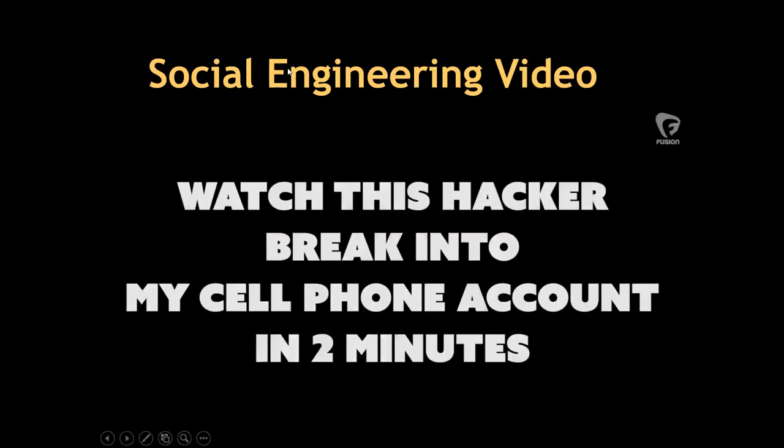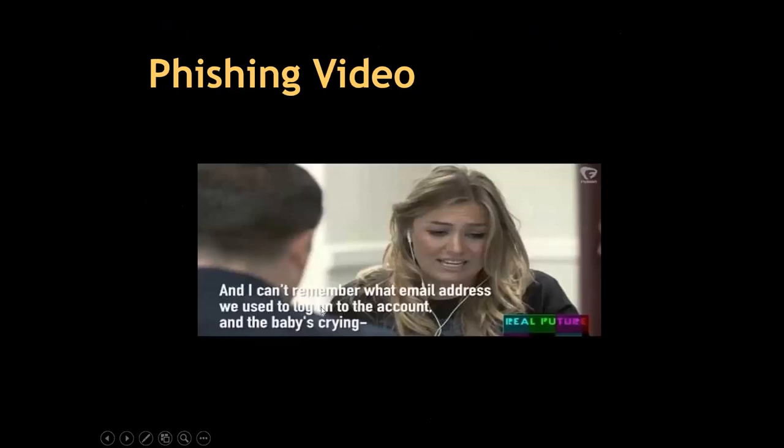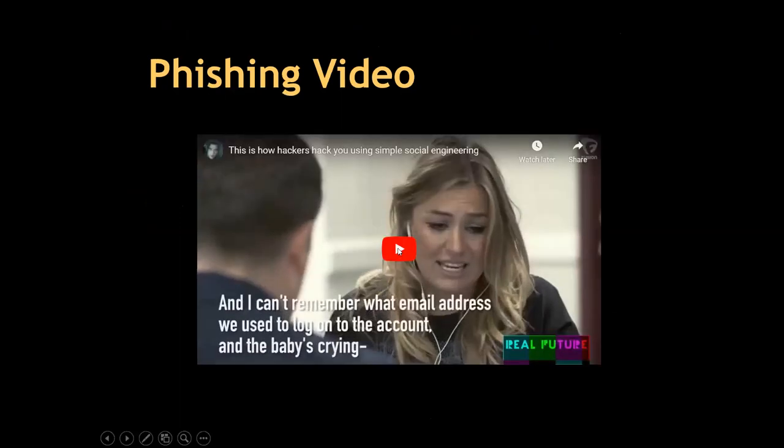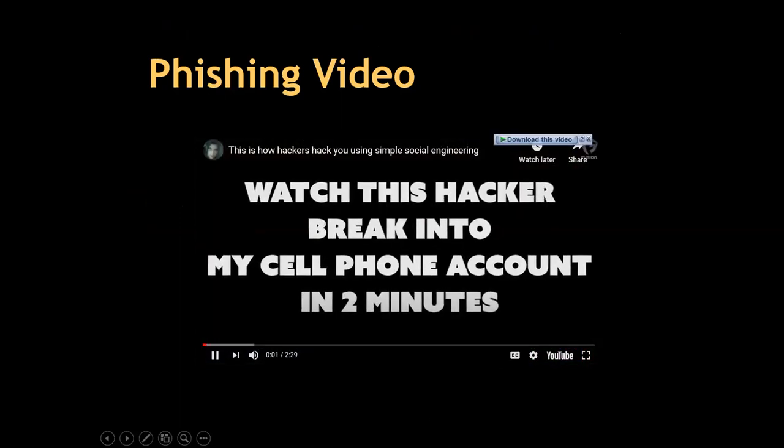So let's quickly see this attack, which is vishing, where the attacker is trying to do this. Yeah, so let me quickly go into the next slide here. Yeah, this one.